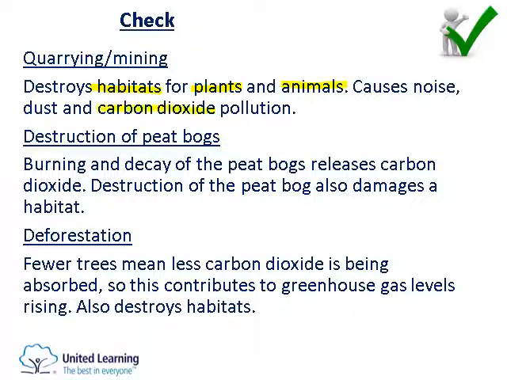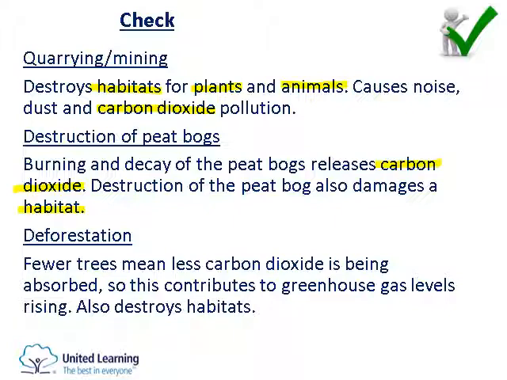Link it to carbon dioxide as well, because obviously they're using heavy machinery, lots of fossil fuels being used. So destroying peat bogs that we just talked about, they're a carbon store. So when you burn them, it releases carbon dioxide. But again, you need to refer to biology, refer to the living things. So it's the habitats of the animals which would otherwise live there.